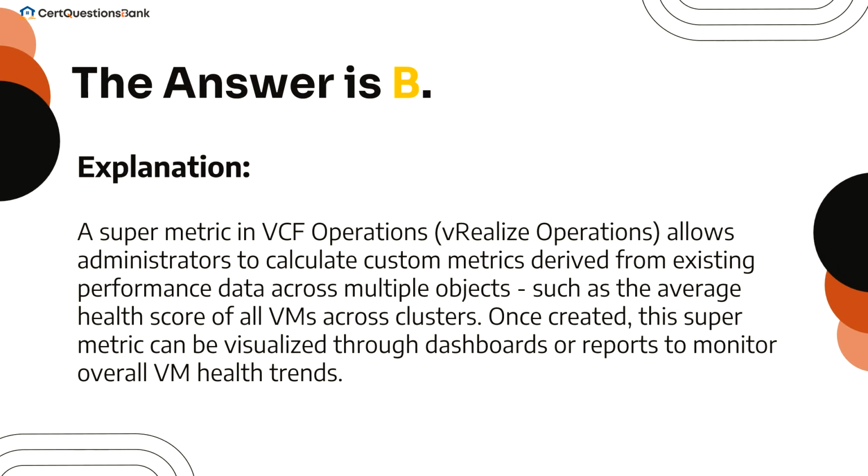The answer is B. A supermetric in VCF operations, vRealize operations, allows administrators to calculate custom metrics derived from existing performance data across multiple objects, such as the average health score of all VMs across clusters. Once created, this supermetric can be visualized through dashboards or reports to monitor overall VM health trends.